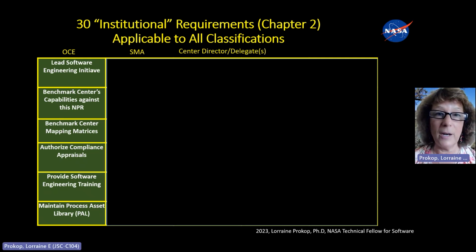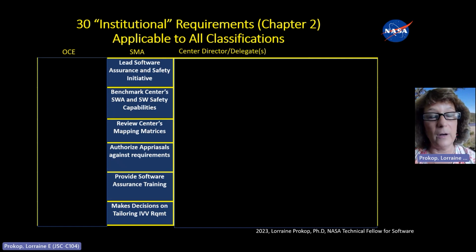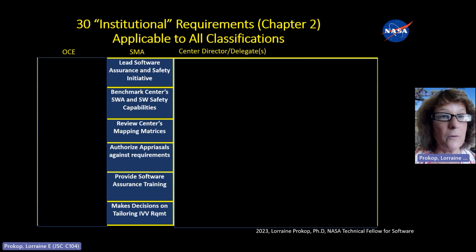The next organization that has responsibilities outlined here is Safety and Mission Assurance. And they have a very similar six that are analogous to the OCE ones. And that is they shall lead the software assurance and safety initiative to benchmark centers' software assurance capabilities and mapping matrices, to authorize appraisals against the requirements, to provide software assurance training, and also uniquely to SMA, to make decisions on tailoring the IV&V requirement, independent verification and validation.